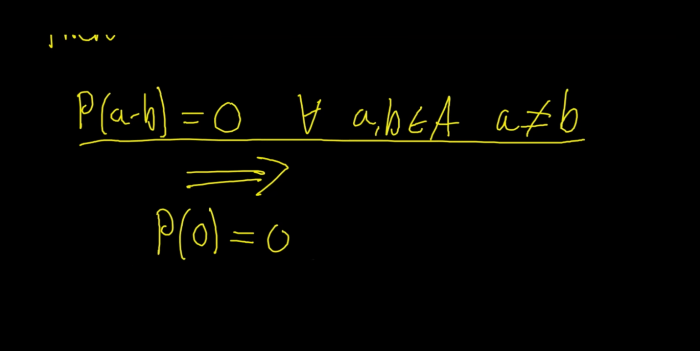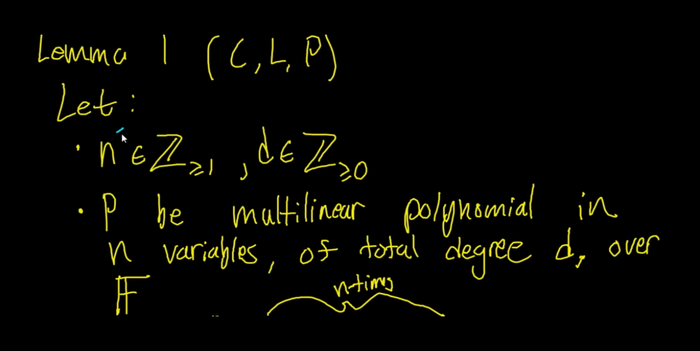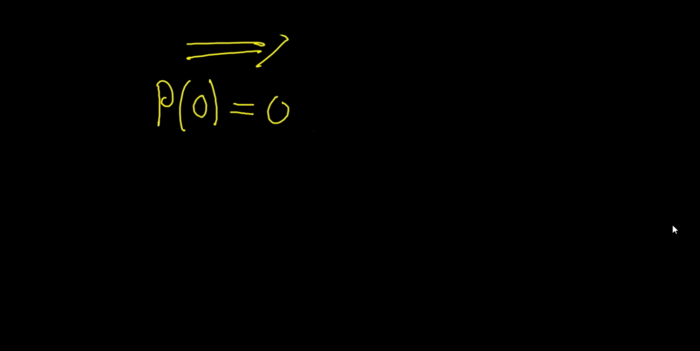And to get our head wrapped around the statement of this lemma, let's first just consider the case when n is equal to 2, when d is equal to 2, and when the field F is just the real numbers. The real numbers is a field under the usual multiplication and addition. Oh, and by the way, this should say of total degree at most d. So P is a multilinear polynomial in n variables of total degree at most d over some field F. In this case, we're considering the field of real numbers.